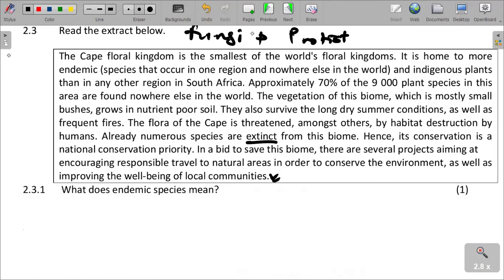That's the comprehension. The question wants us to say what the endemic species means. We are saying that it is the home of endemic species. So endemic means plant and animal species that are found in one region and nowhere else in the world. That is what we mean by endemic species.